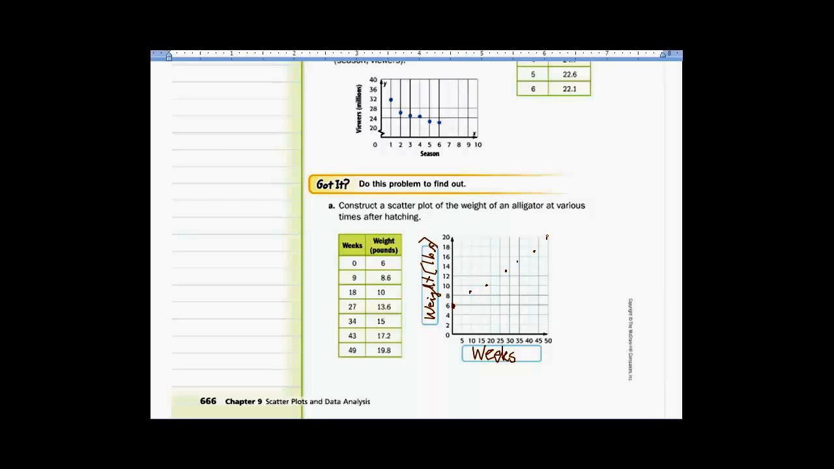So you can see this is pretty linear. Now, could you take a ruler and make an exact straight line between that? No, but you can see how it is trending upwards, which you would expect because as it gets older, it's going to weigh more. Okay, no big deal, right? Let's move on.